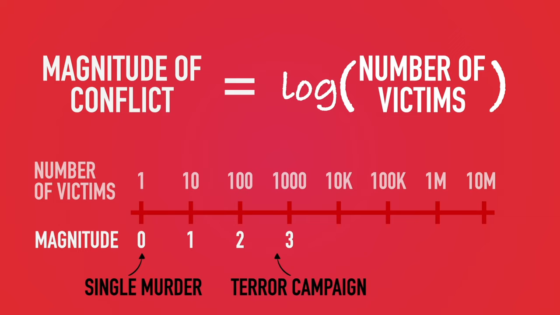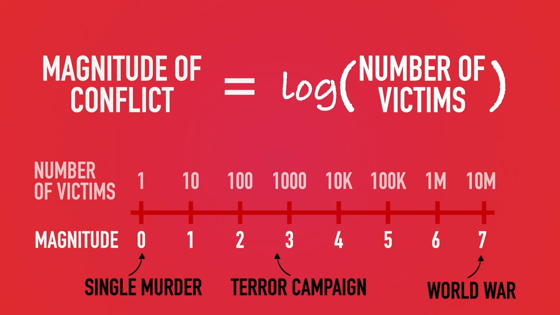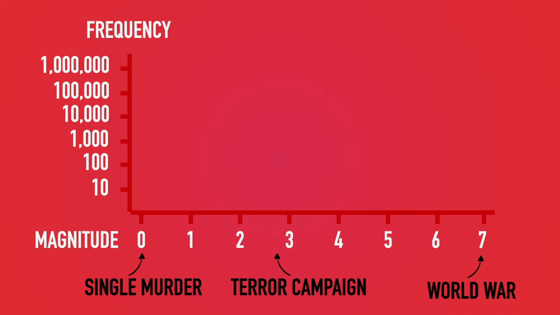At the end of this list, there are only two conflicts which are classified with a magnitude greater than 7, and those are the two world wars. Now we have the entire spectrum of human violence on a single scale. At this point, we represent on the y-axis the number of times a conflict of a certain magnitude has occurred in the last two centuries.